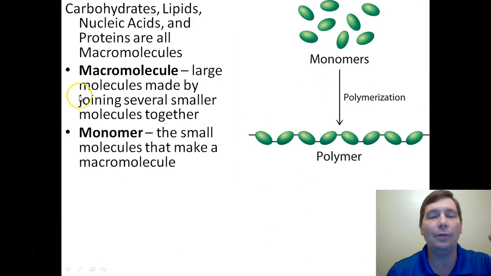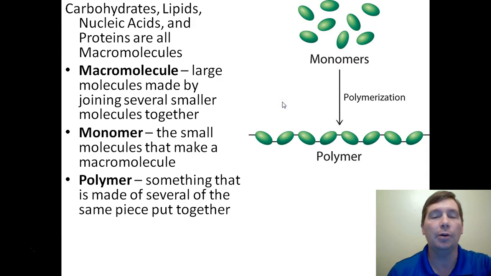Now, we have a name for the small molecules. We call these monomers. So the small molecules we call monomers, and these are small molecules that we put together to make a macromolecule. And when we put a bunch of monomers together, we make what's called a polymer. So a macromolecule is a polymer.